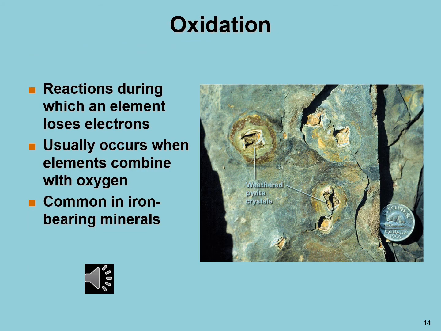Chemists refer to a reaction during which an element loses electrons as an oxidation reaction. Such a loss commonly takes place when elements combine with oxygen. Oxidation reactions in rocks transform iron-bearing minerals such as biotite mica or pyrite into various iron oxide and iron hydroxide minerals. The rock becomes rust-colored.